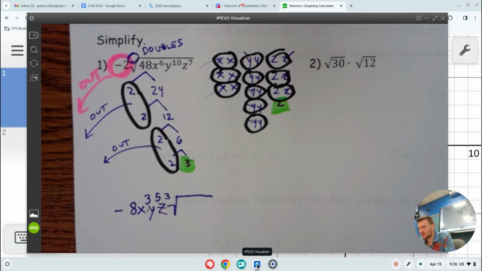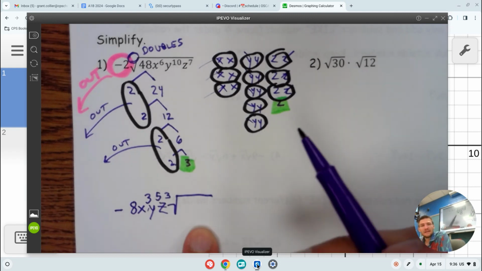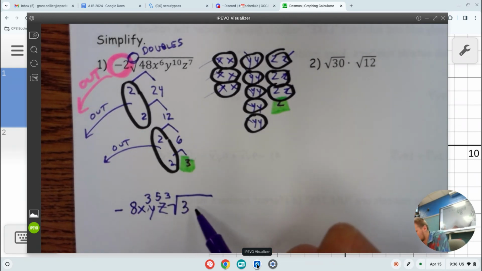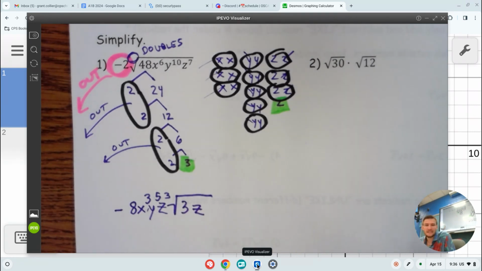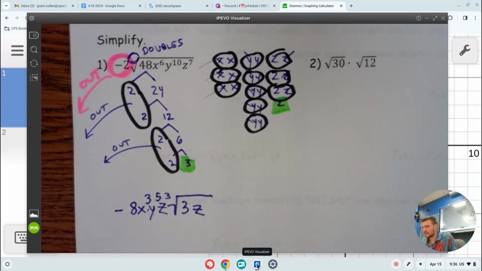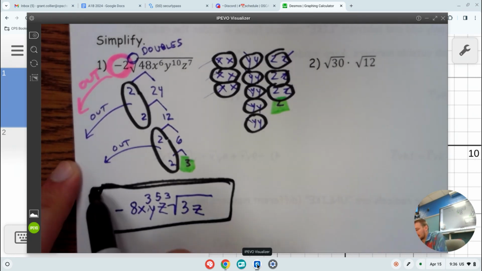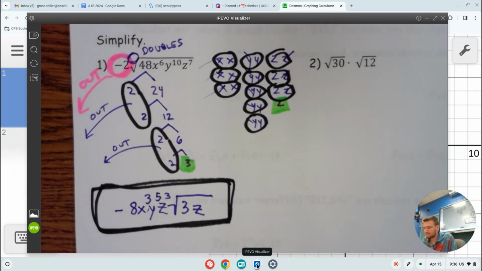Let's make sure we're following along. We're writing this down. We're not on the computer, not on the YouTube. We're locked in. Finishing up by finding anything that's left over, which is just a 3 and a z. And you know what? This question is not too bad. Take your time, simplify them, go from there.